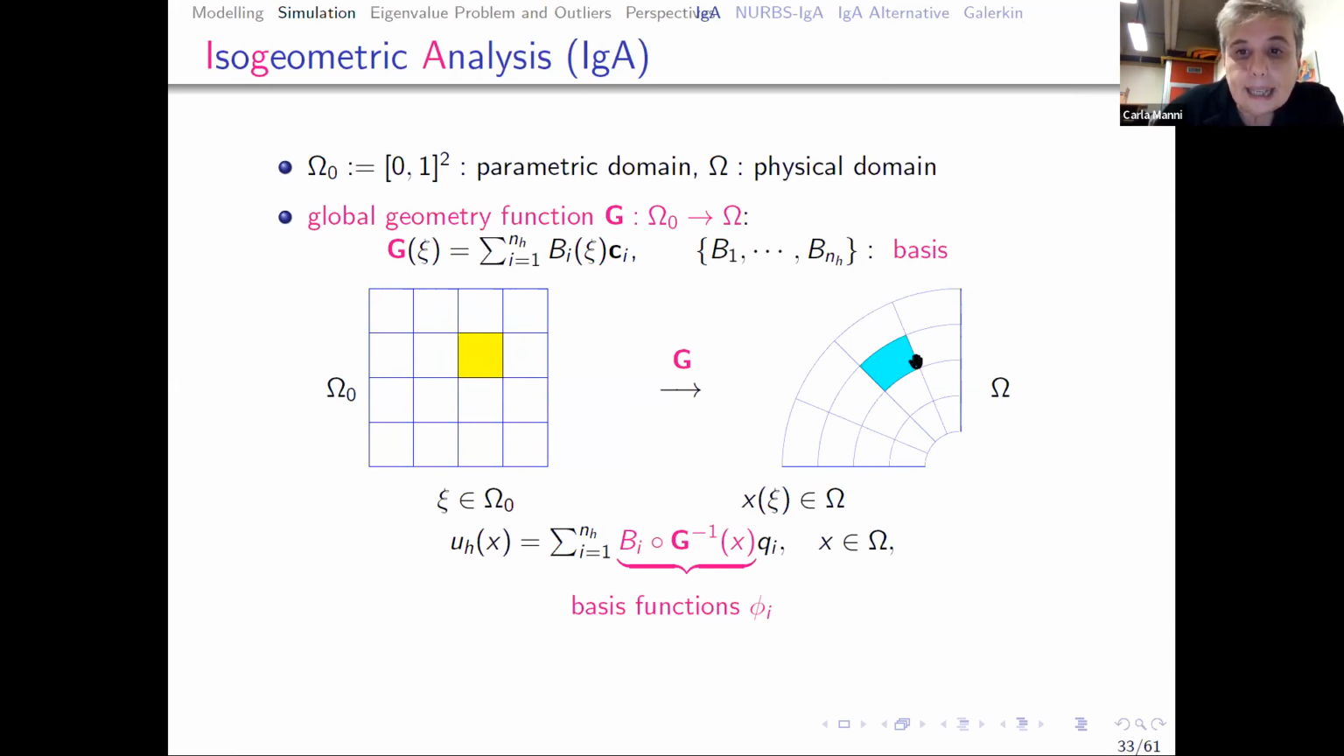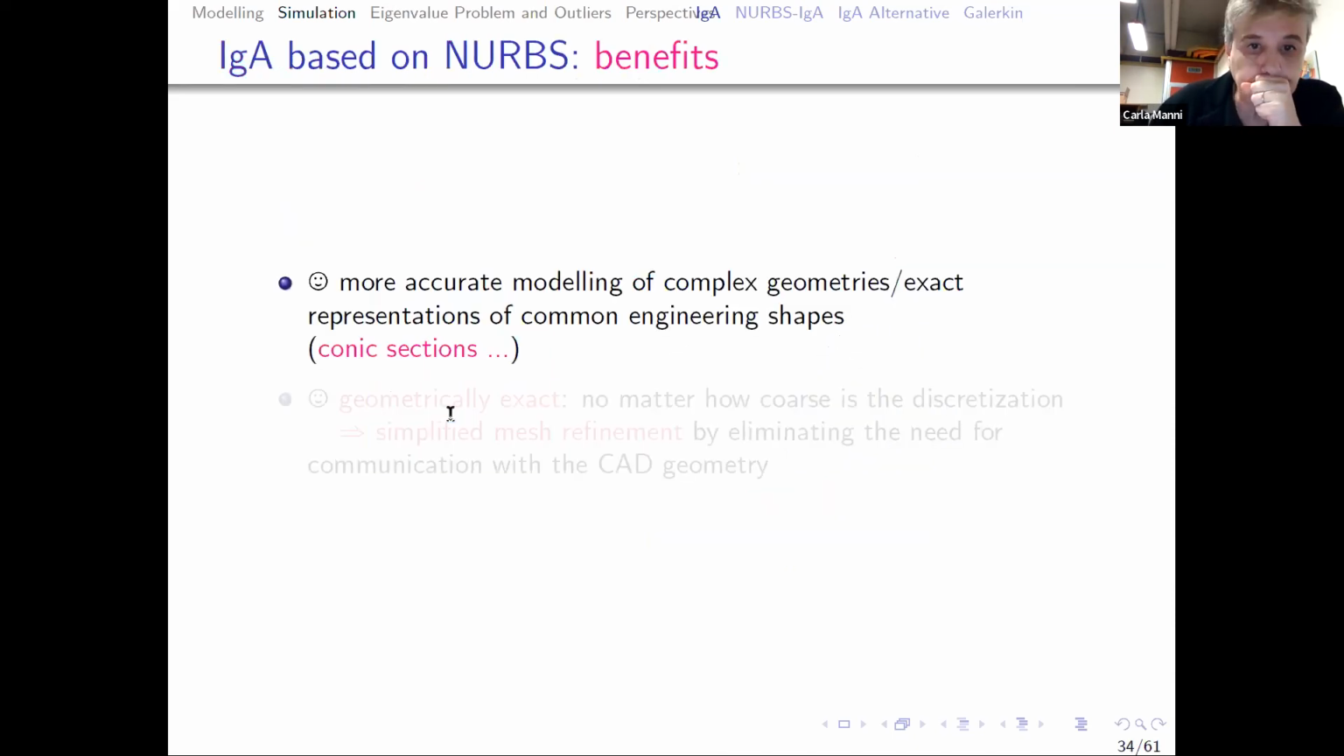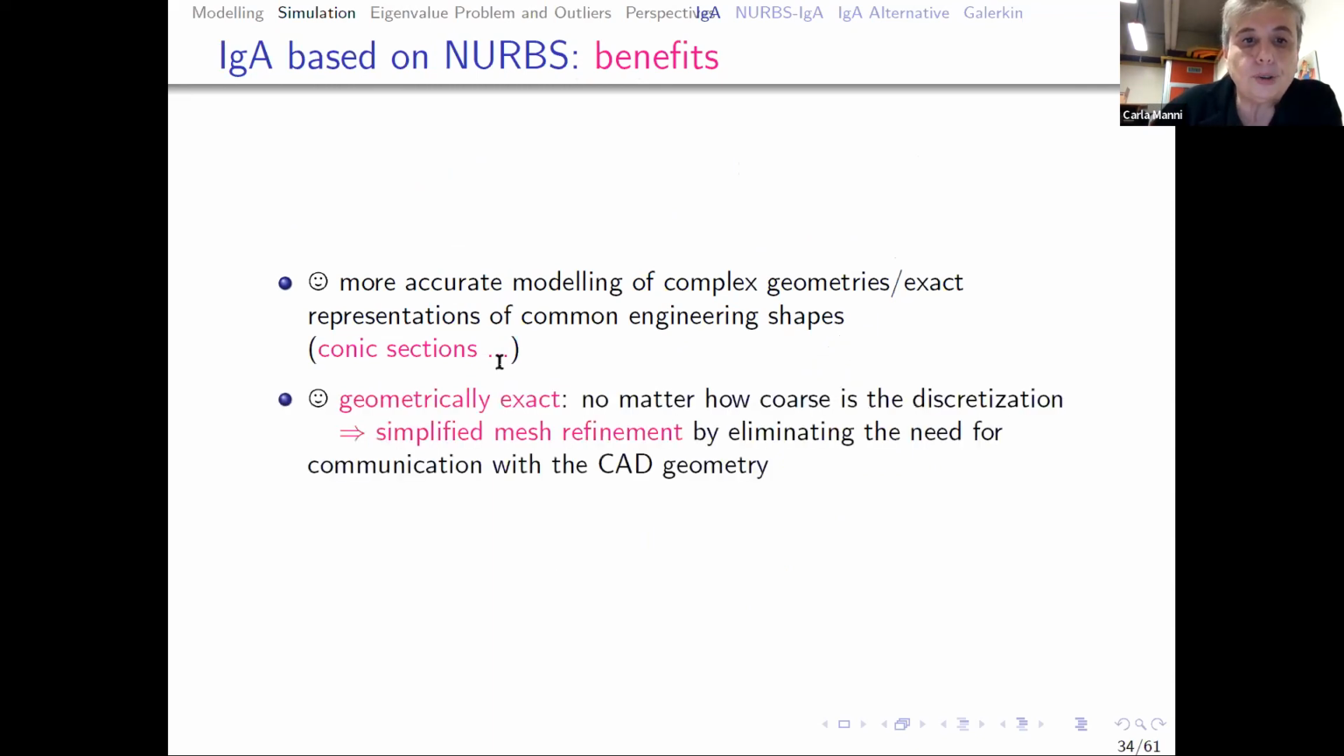And what is the approach of isogeometric analysis? The approach is, in a sense, quite simple. So you consider a reference parametric domain, say omega zero, the standard square as an example. And then you map with a geometry map your parametric domain to your physical domain. And this you can do because your physical domain is the output of your CAD system. And then in the parametric domain, you consider the basis, say the B-spline basis, the basis that you use in your CAD system. And in the physical domain, you use as the basis of the discretization space just the composition of the basis in the parametric domain with the inverse of the geometry map. That's it.